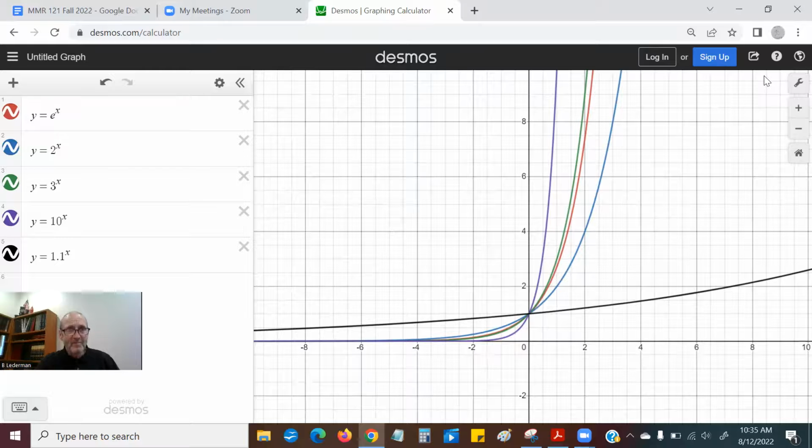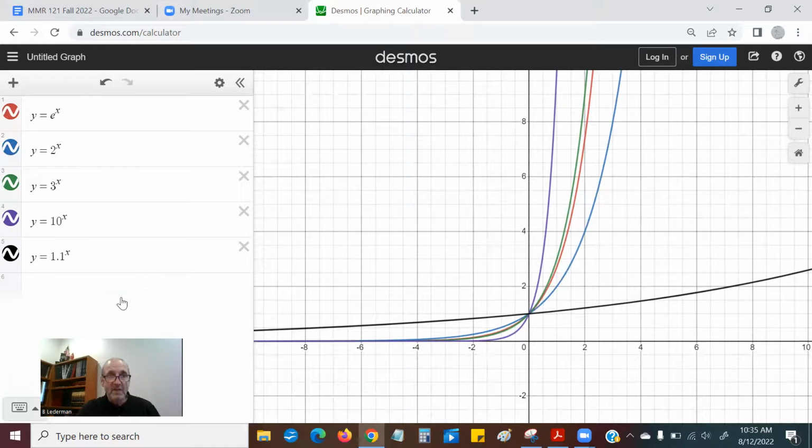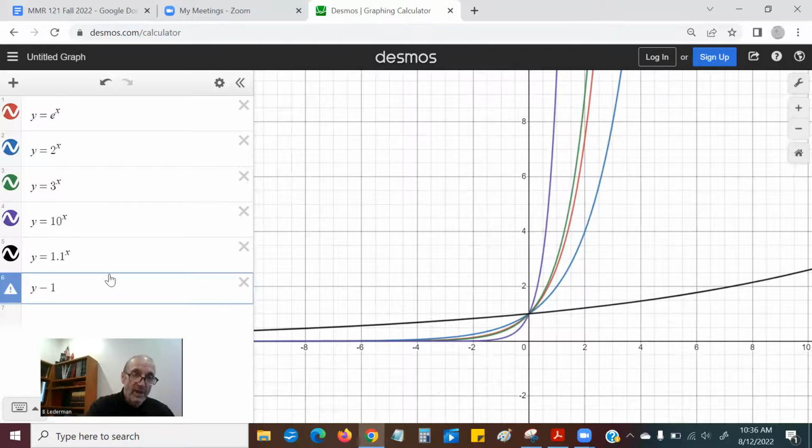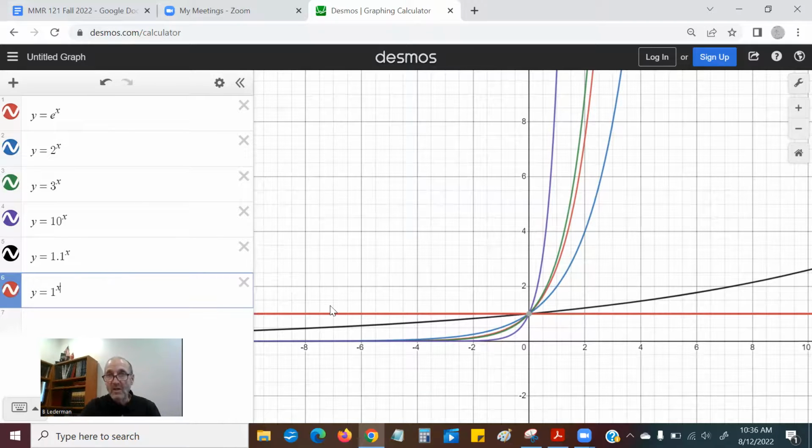Now what I want to look at next is the difference if the base equals 1. We're not going to look at a negative base. If y equals 1 to the x power, then I'm just going to get a straight line, because any power of 1 is just 1.